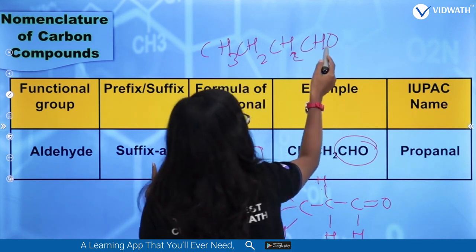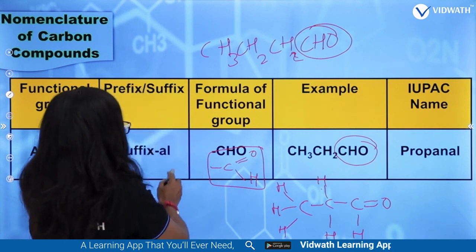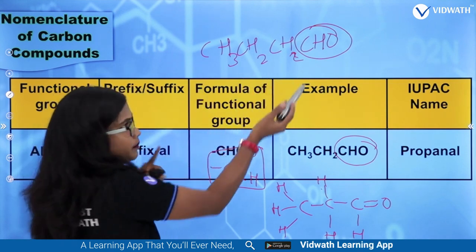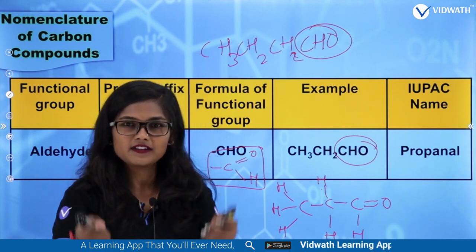So we do have a 4 carbon here. CHO is attached. If CHO is there, then the suffix we use is -al, 4 carbon, butanal. Clear? Clear about this aldehyde function, nomenclature of aldehyde functional group?